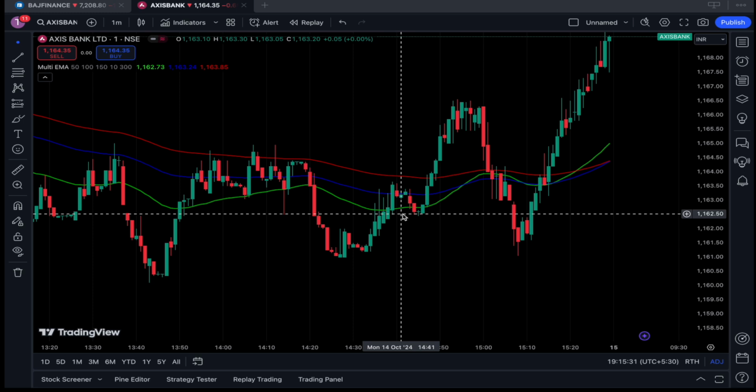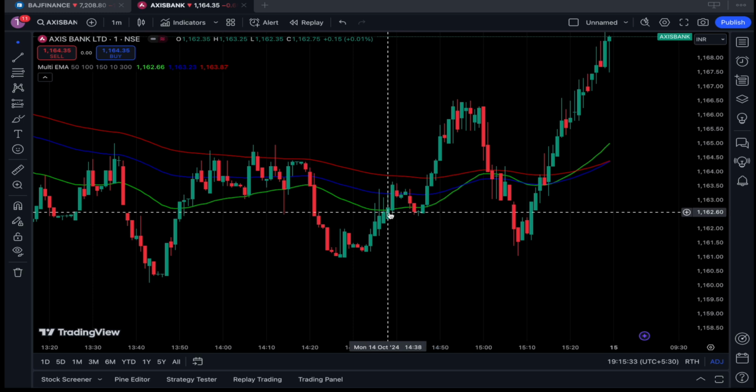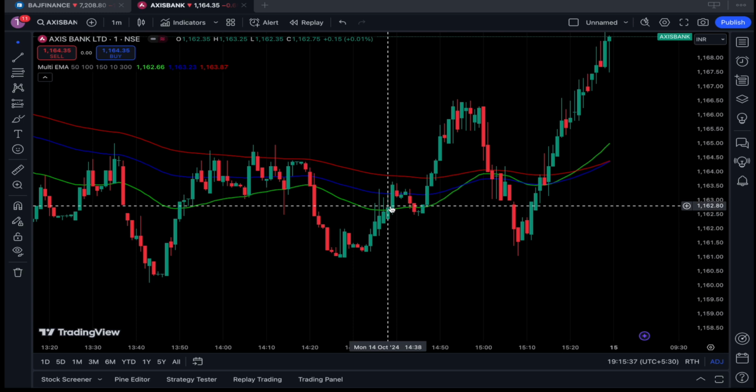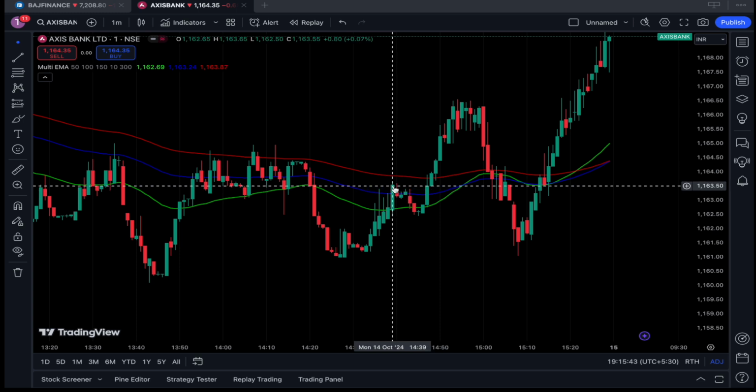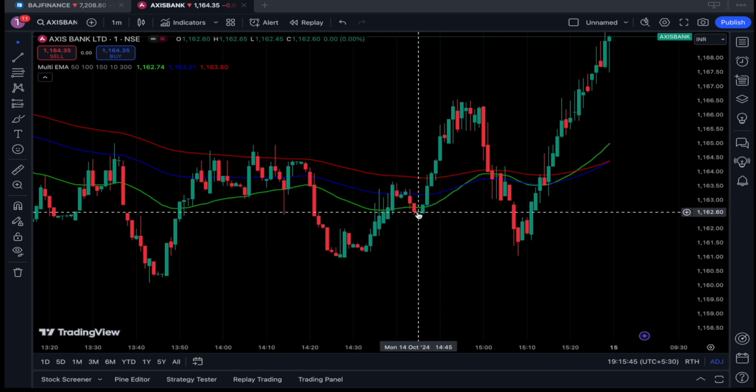Now we can clearly see here our condition is not getting satisfied. The first candle is crossing this EMA line, the second candle is crossing the second EMA line, whereas the third candle is unable to cross the third EMA line and it suddenly went down, and hence in such cases our condition is not satisfied. There is no need to take the entry in the stock.